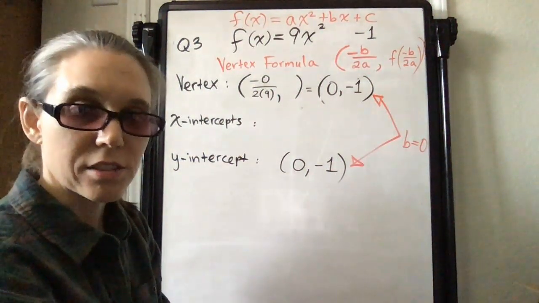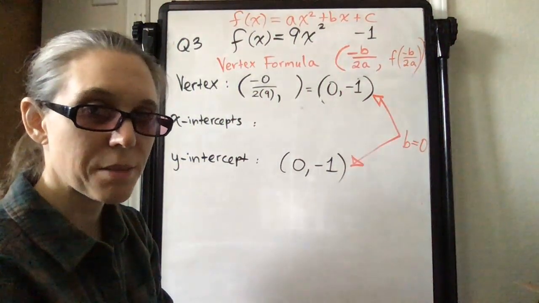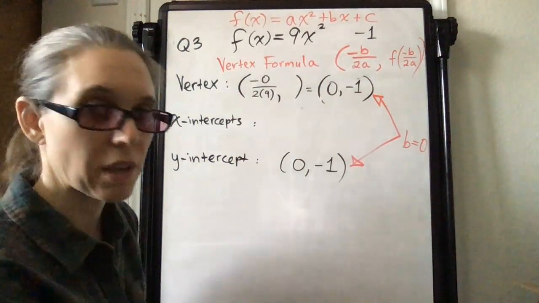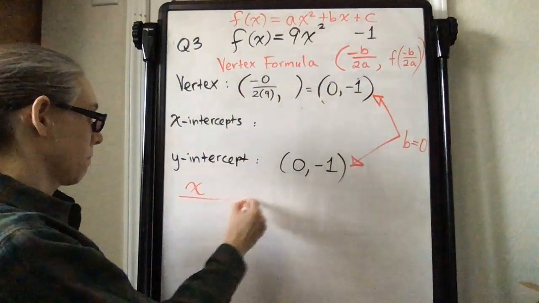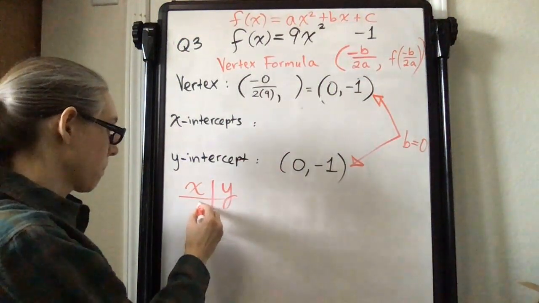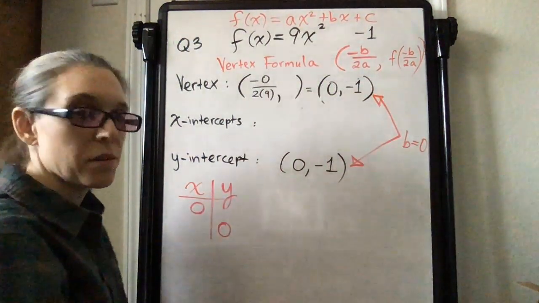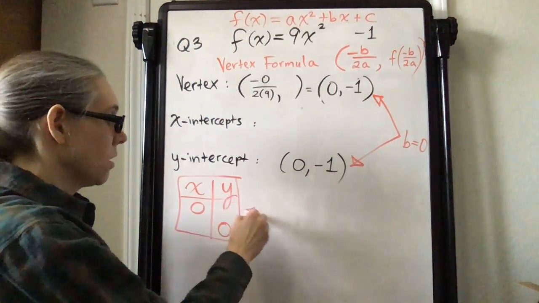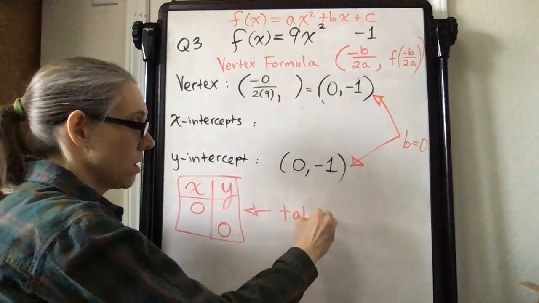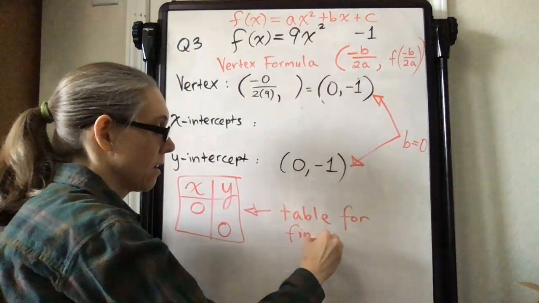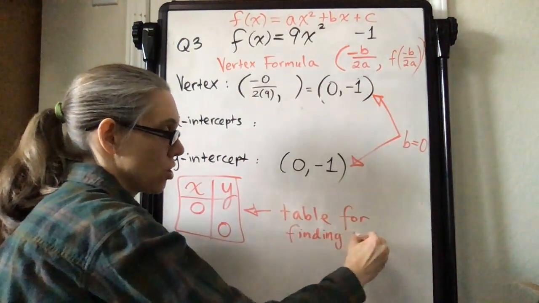What about the x-intercepts? So I said at the beginning of the course that if you ever need to find x and y-intercepts, you can use the same method. You get a table like this. You plug in 0 for x and 0 for y. This is the table that you use, the table for finding intercepts.